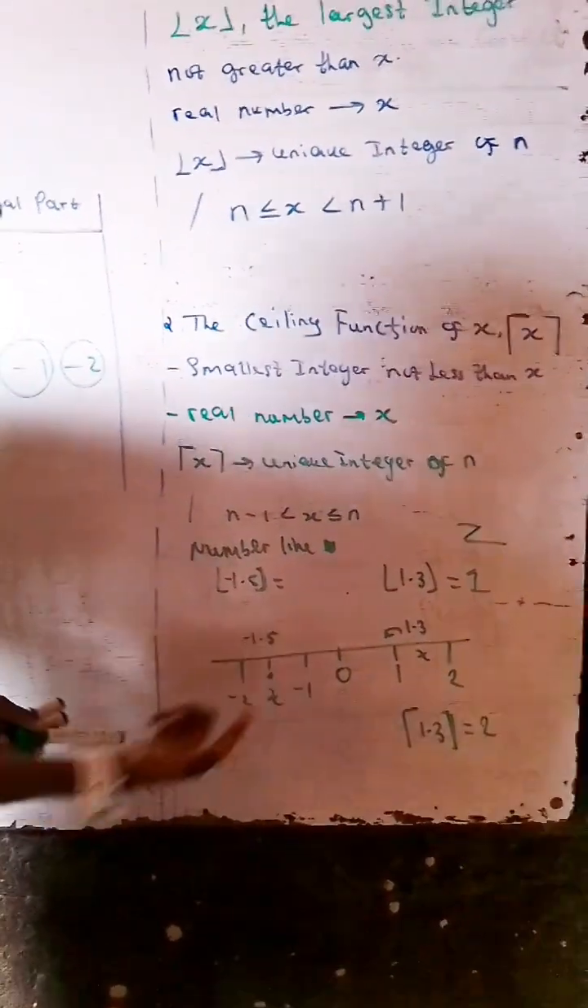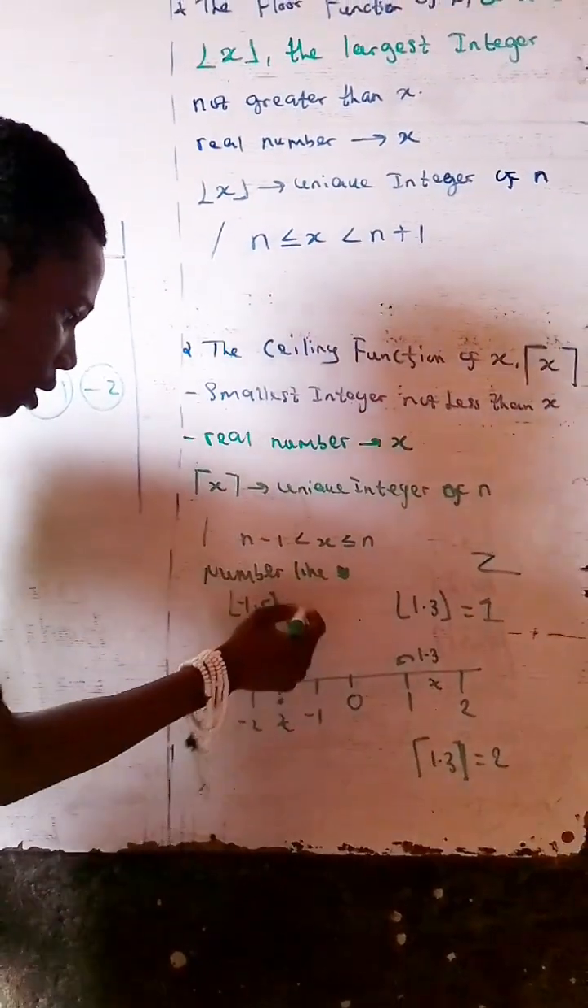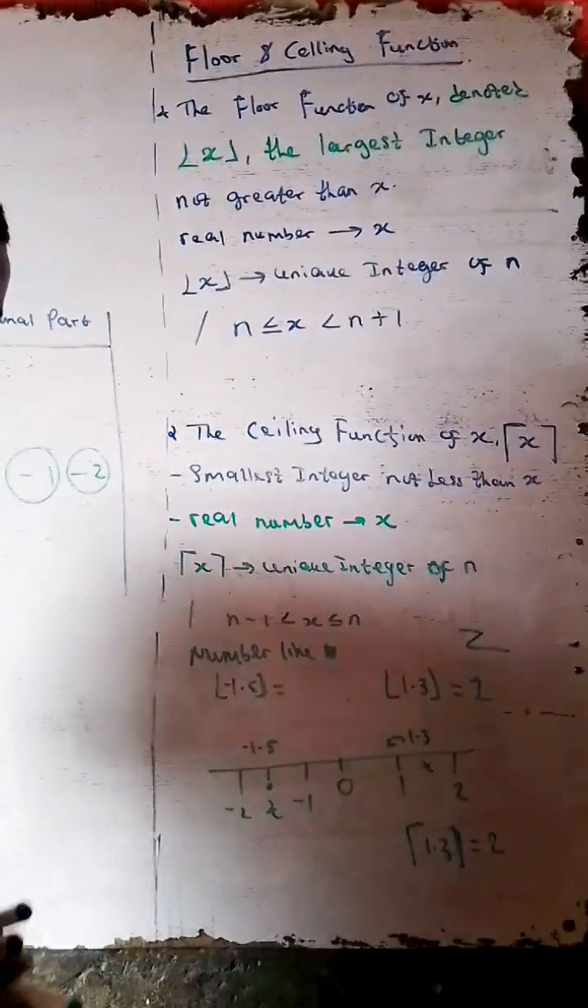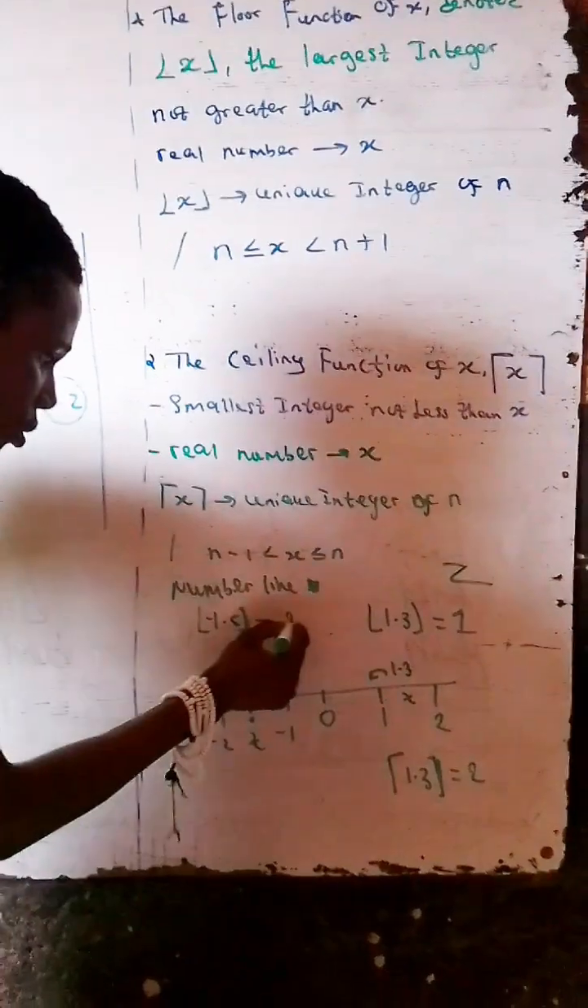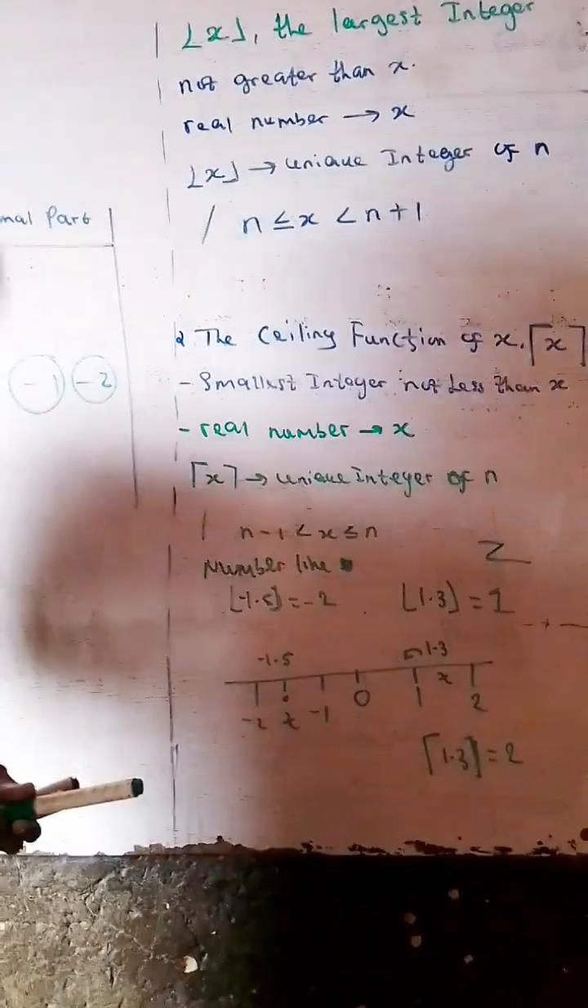It can never be greater than minus 1.5. So therefore, the floor function of minus 1.5 will be equal to what? A value, one more time, which is not greater than x. So that will be minus 2. That is, minus 2 is not greater than minus 1.5, which we all know.